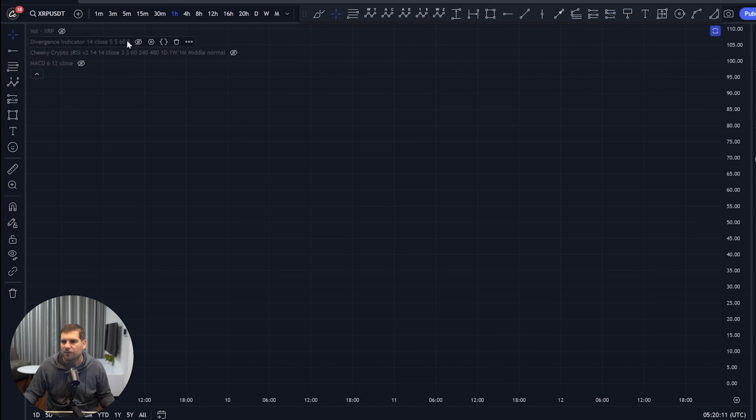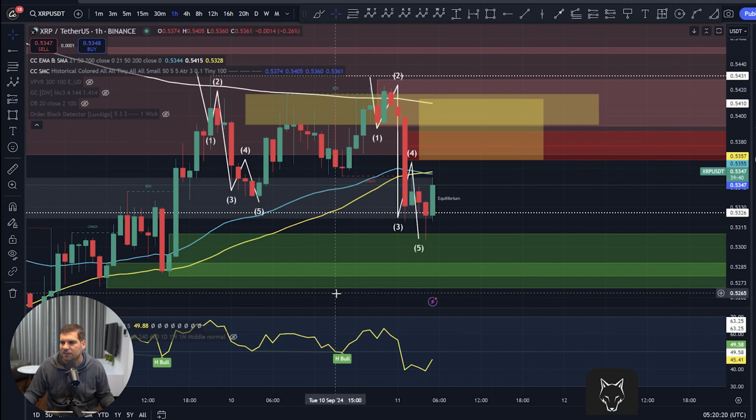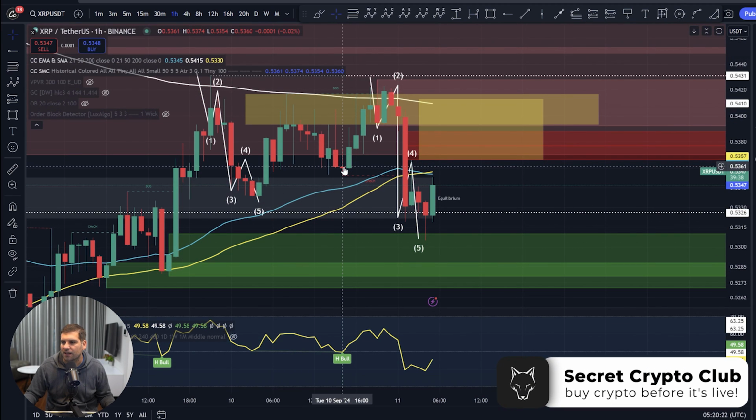If we turn off the stochastics and bring on the relative strength index, you can see we are lower than the 50 level. We did get some hidden bullish divergence yesterday at 1600 hours. If we bring back the chart, you can see that tallies up with this candle right here, where we then saw a bit of a push to the upside, but of course got rejected.